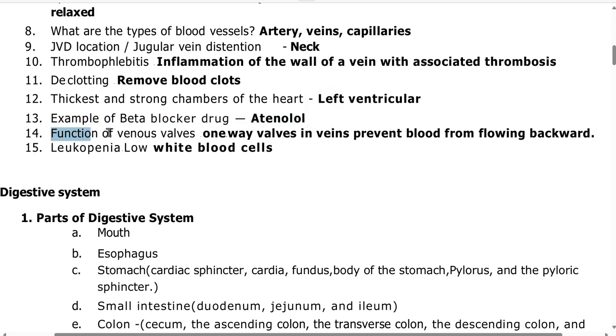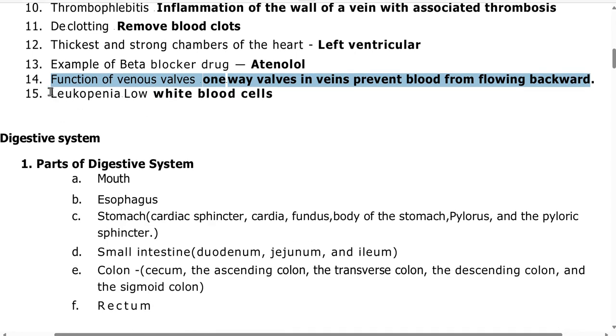14. Function of venous valves. One-way valves in veins prevent blood from flowing backward. 15. Leukopenia, low white blood cells.